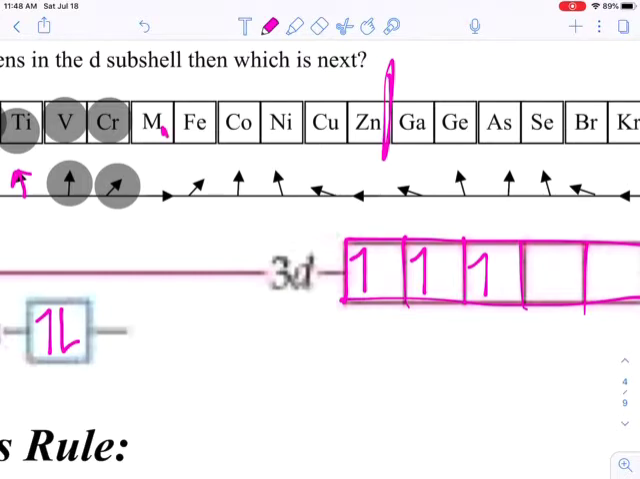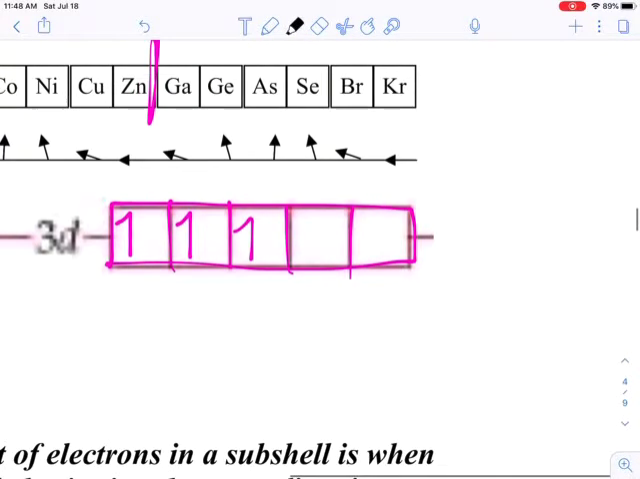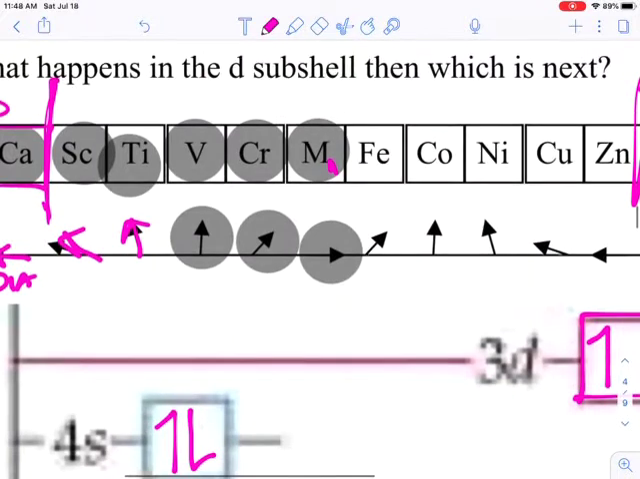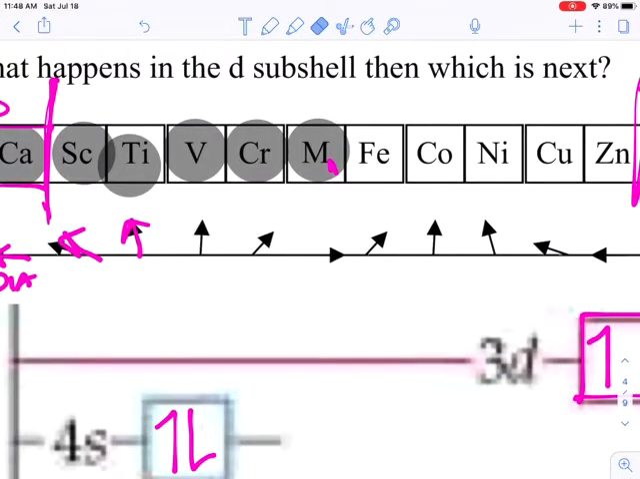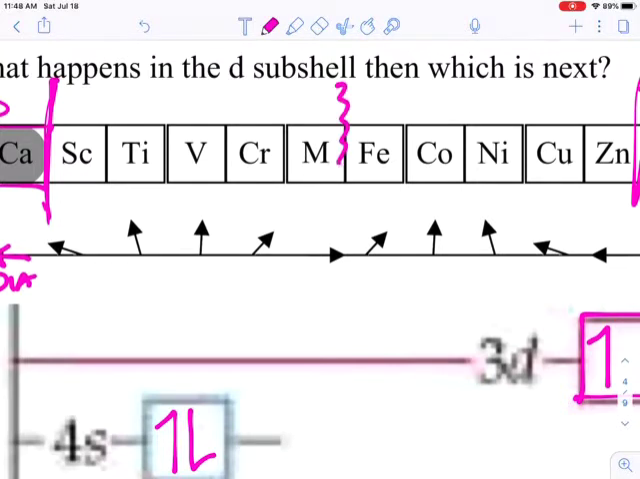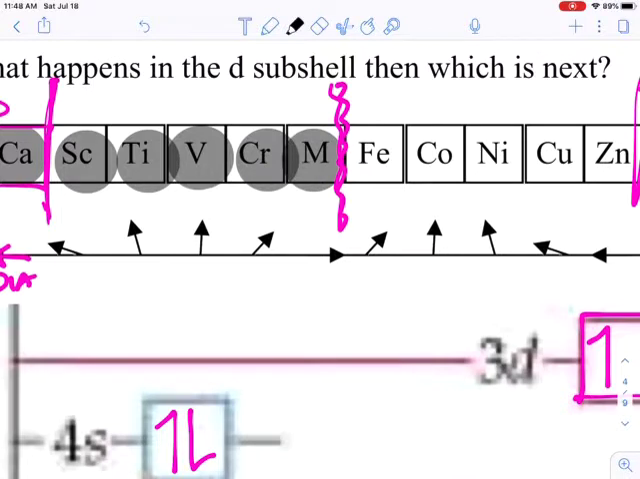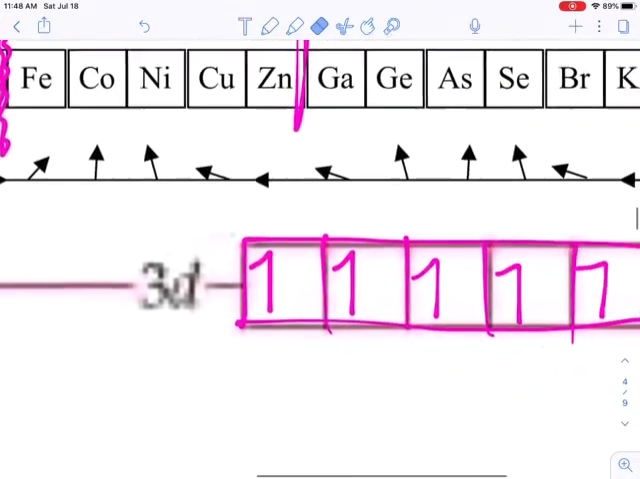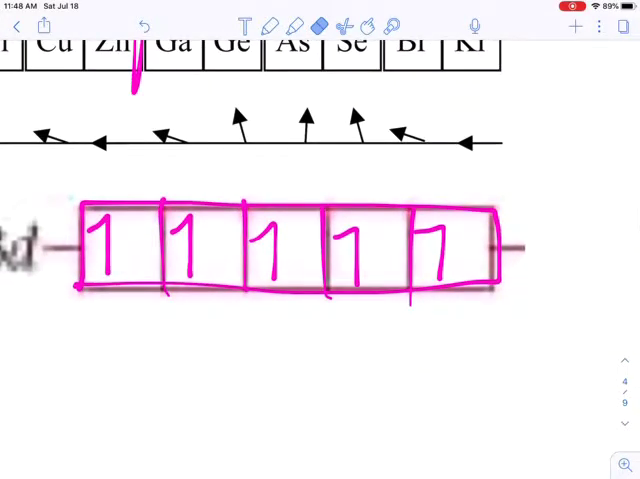And if we continue this trend, we can go from chromium and, that should be manganese. I don't know what happened there, Mn. And manganese should be next. So here's chromium with 1 more, and here's manganese like so. So that gets us all the way through to halfway across the subshell. So there's halfway. 1, 2, 3, 4, 5, 6, 7, 8, 9, 10. We are now halfway through.